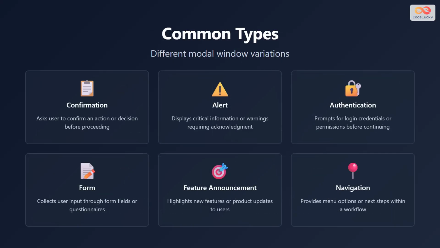Modal windows come in 6 common types. Confirmation modals ask you to confirm an action before proceeding. Alert modals display critical information or warnings that need acknowledgement. Authentication modals prompt you for login credentials or permissions. Form modals collect user input through fields or questionnaires. Feature announcement modals highlight new features or product updates. Navigation modals provide menu options or guide you through the next steps in a workflow.